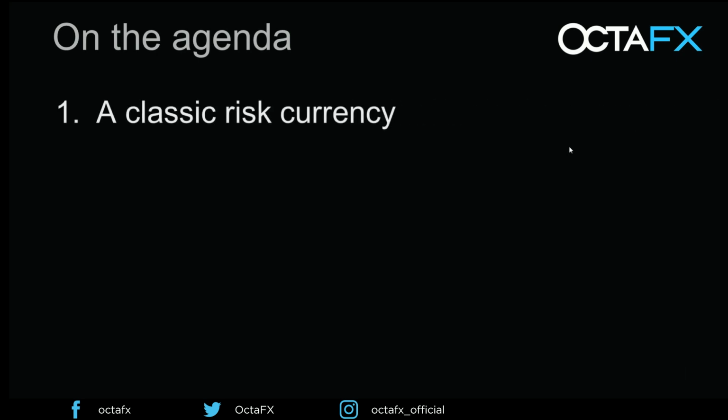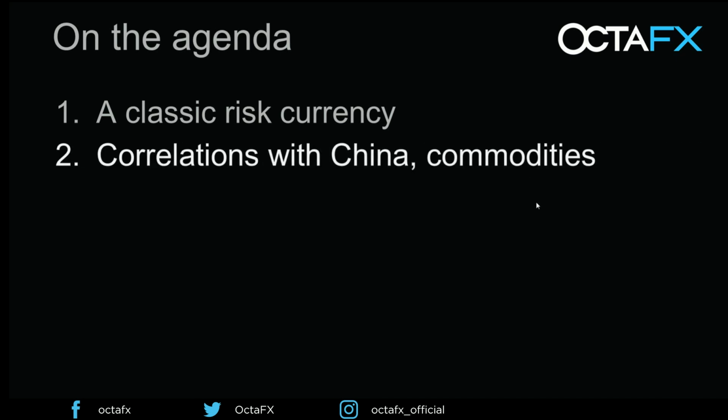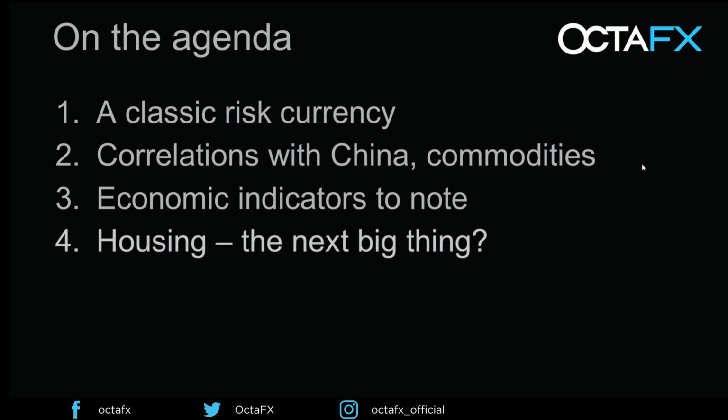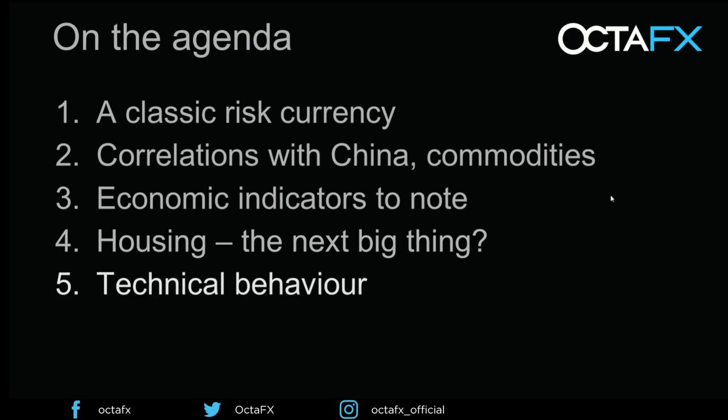So today on the agenda, we'll discuss the Australian dollar, first of all as a classic risk currency. Second, we'll discuss its correlations with China and commodities. We'll continue with economic indicators to note. Each currency has its own specificities. We'll talk about housing, perhaps the next big thing in Australia. And then we'll finish off with the technical behavior of the Aussie dollar, which is usually quite positive, and we'll note a few things about that as well.